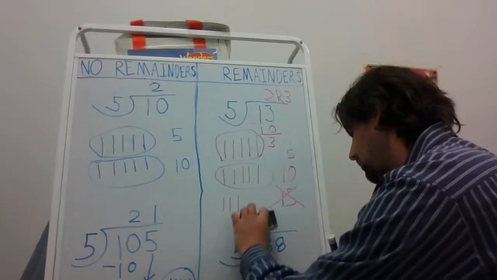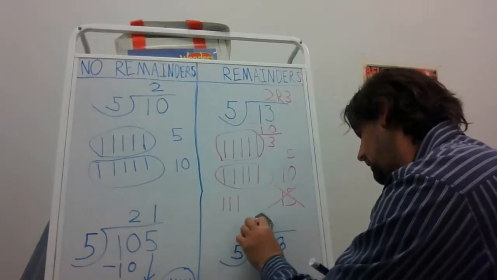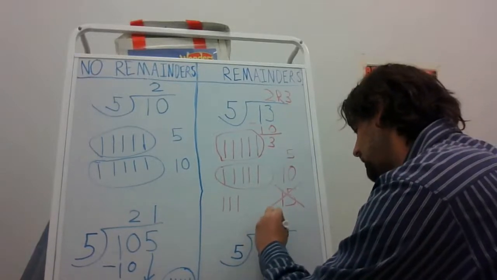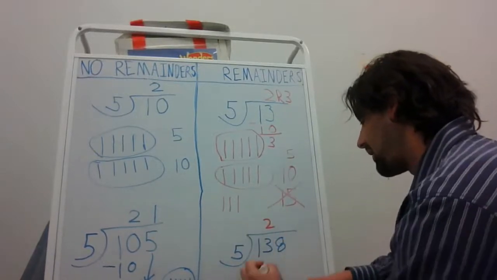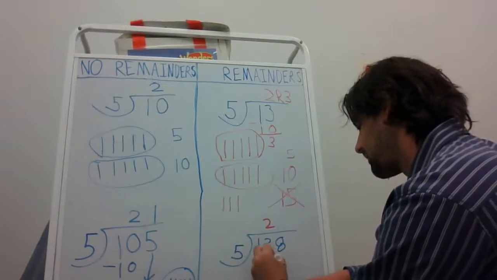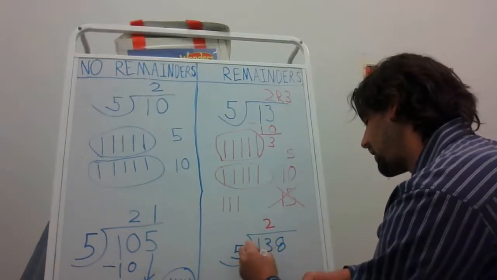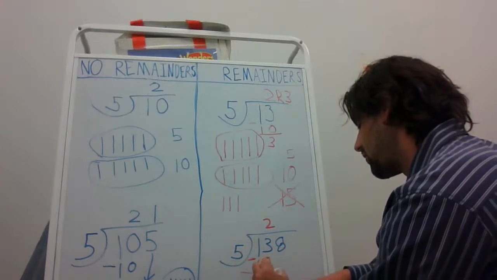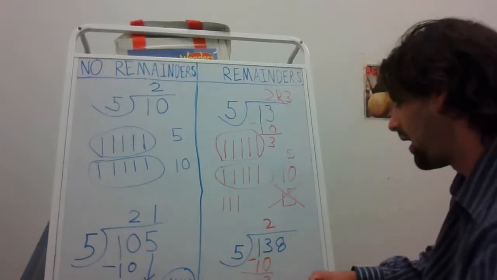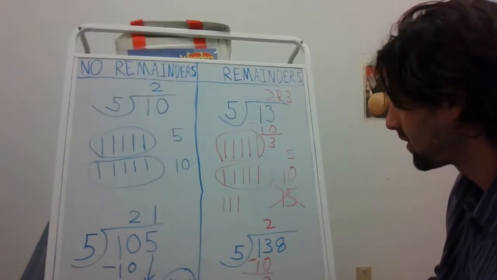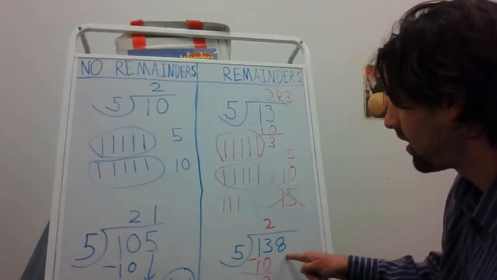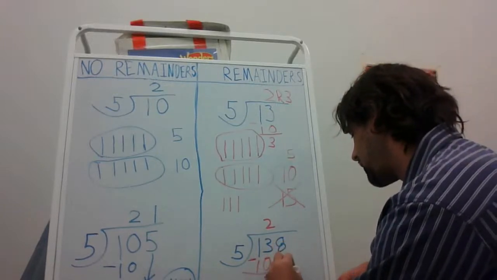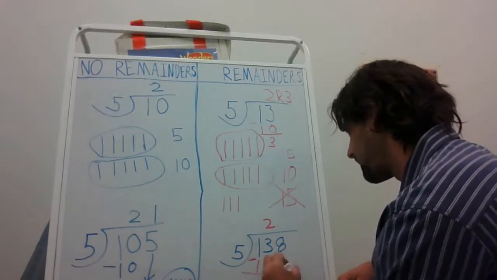Actually, let me write it with the red markers so we don't get confused here. 5 goes into 13 twice. I was able to count up to 10. That's the closest number I could get to 13 without going over. 13 minus 10 equals 3. So the first steps are the same, but I have another number here that I can bring down. So I'm going to bring down that 8. The 3 is going to become a 38.